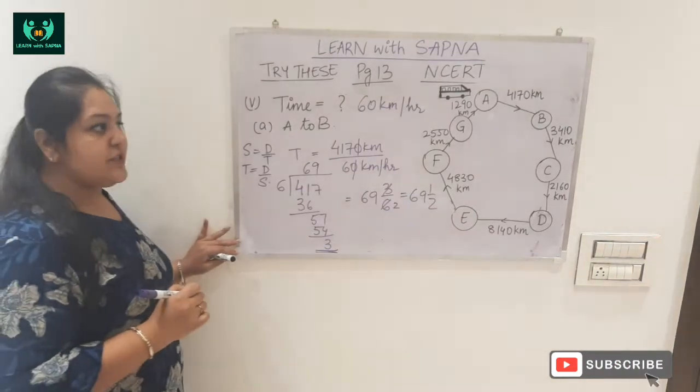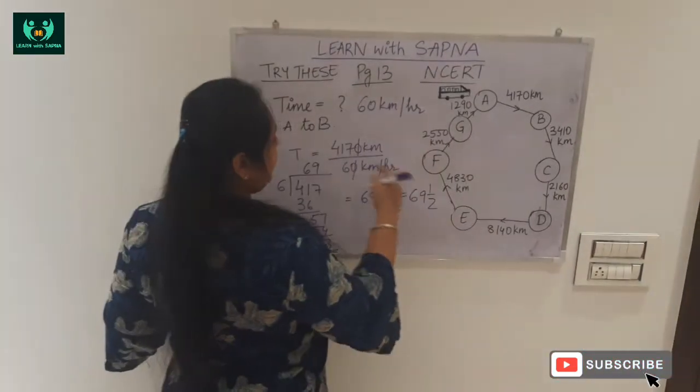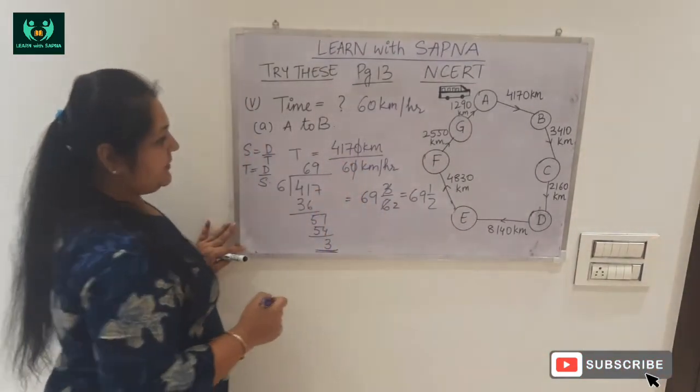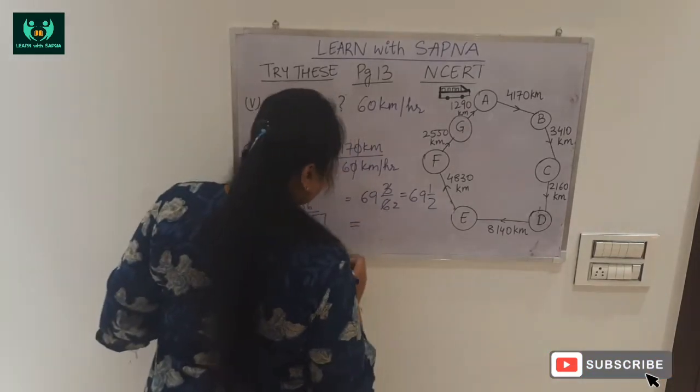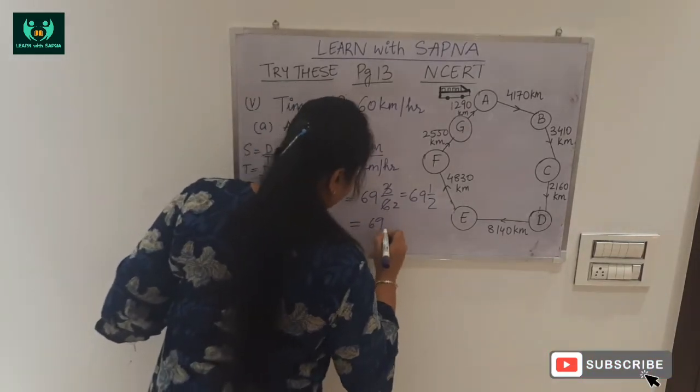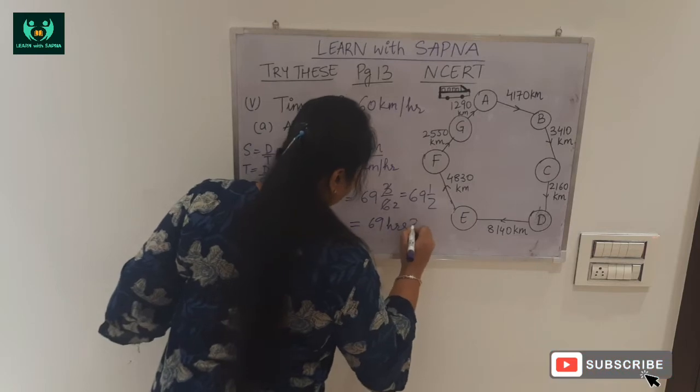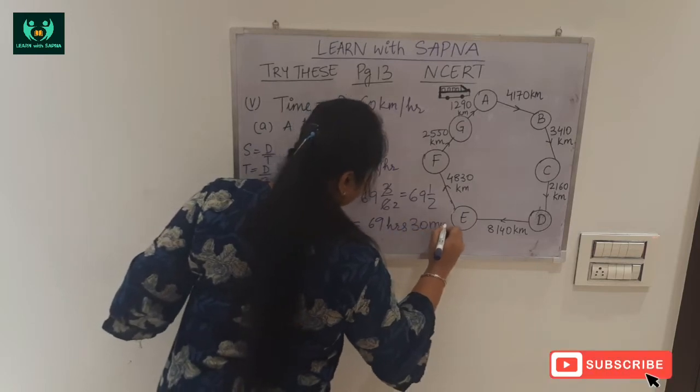We have all done fractions, right? If we multiply this, we will get back this same form. So this becomes 69 hours and 30 minutes.